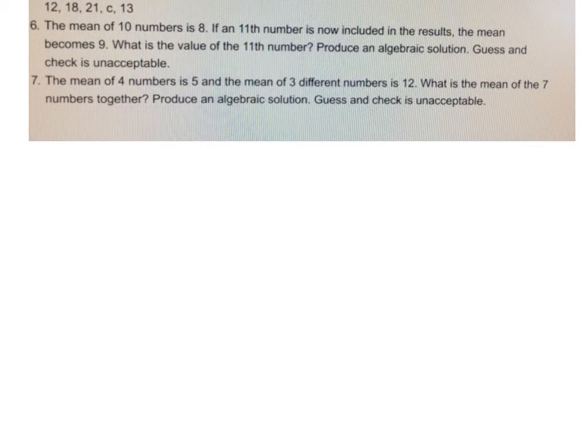For number 6, if the mean of 10 numbers is 8, then it doesn't matter what the numbers were originally. All we know is that we added them all up, divided by 10, and we got an answer of 8. So basically, whatever the sum was, it's going to be the same as the sum of 8 plus itself 10 times. Sorry, it's not writing very well today.